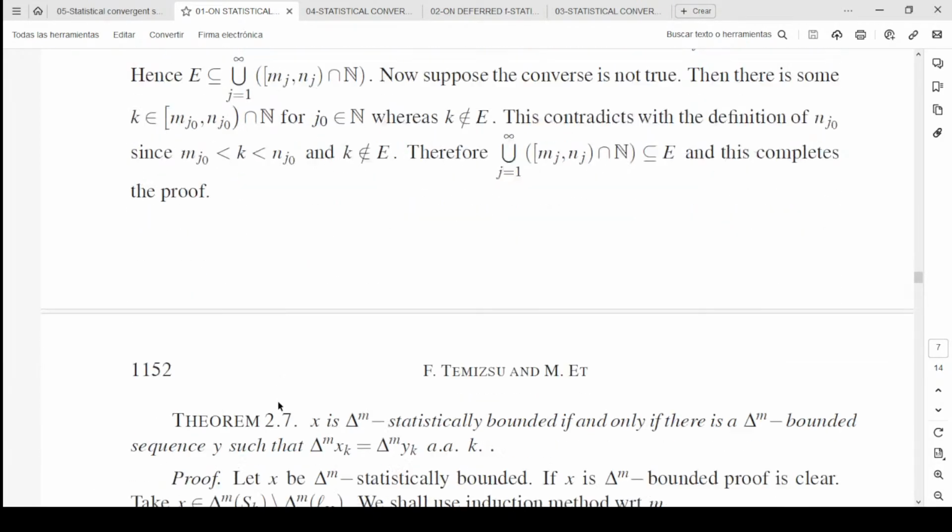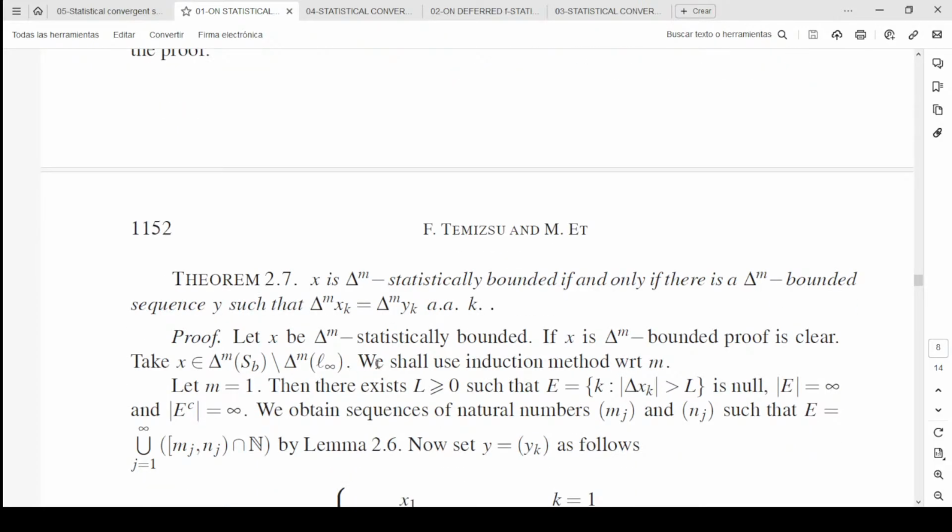So after doing it, we say that a sequence X is delta M statistically bounded if and only if there is a delta M bounded sequence Y such that delta M x_k equals delta M y_k for almost all k. As you may remember, one of the concepts that we talked about in the morning was the concept of almost all k. We need to underline that this means that we have this equality for a subset of natural numbers having density 1. So this equality happens on an index set that has density 1 in the natural sense.